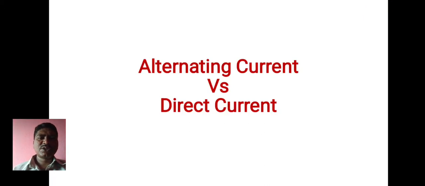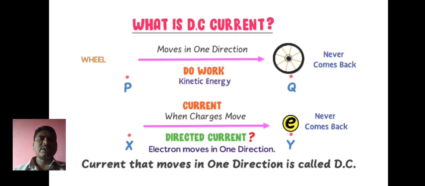Hi, in this video, we will discuss the difference between alternating and direct current. So we all know that in nature we have alternating current. For storing purposes, we are going to convert this alternating current into direct current. Next we will discuss the difference between alternating current and direct current.